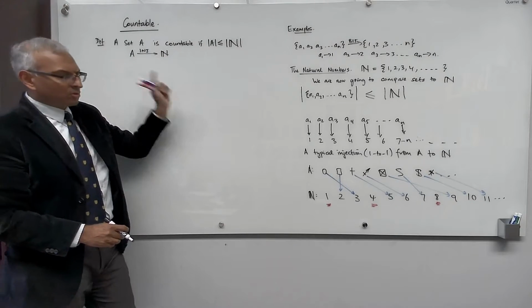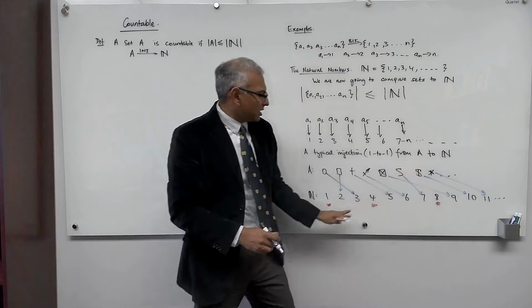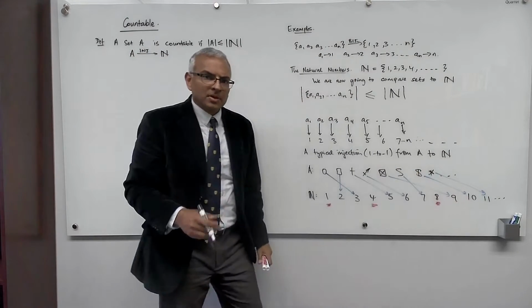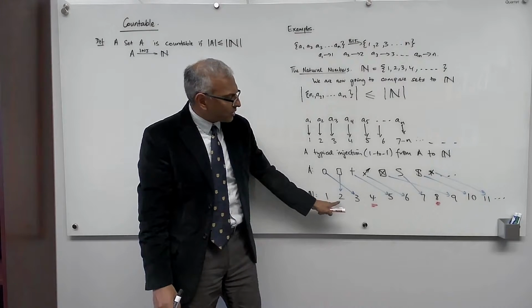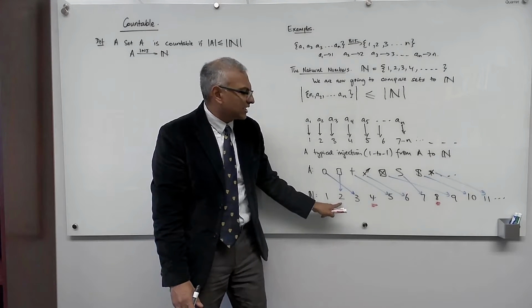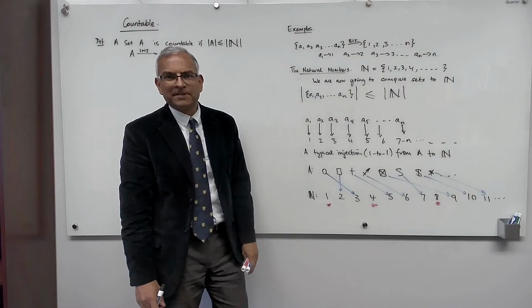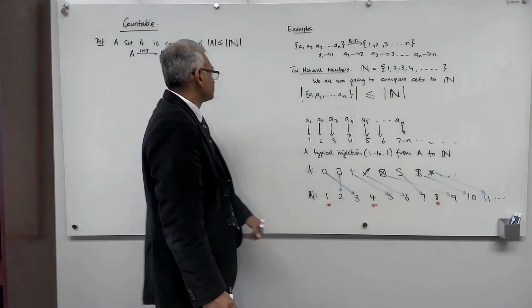What does a one-to-one mapping look like? It must use all of A. It's allowed to skip values of N. But once you use one of the values of N, you cannot use it again for some other member of A. That's the definition of an injection.